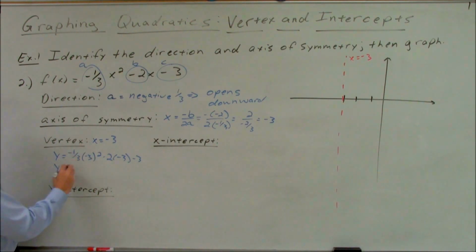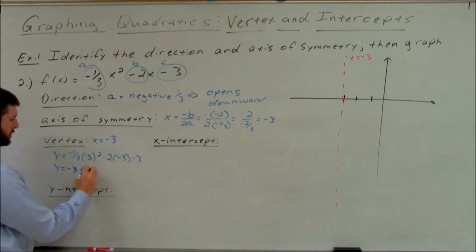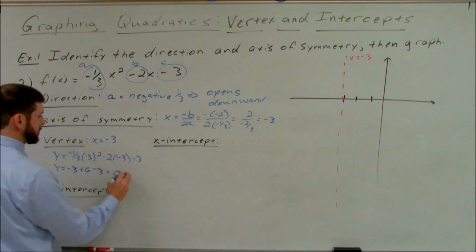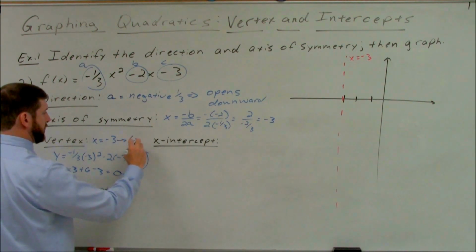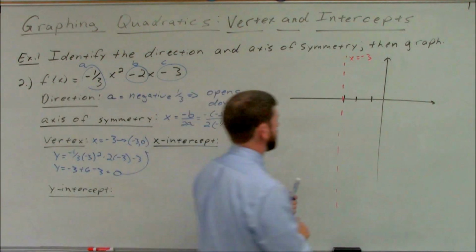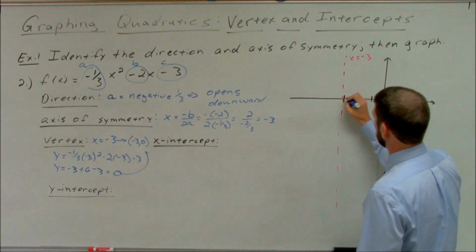So 1/3 of 9 is going to be negative 3. Negative 2 times negative 3 is positive 6, minus 3. So we get negative 3 minus negative 6, plus 6 is 0. So all that together gives us a vertex of negative 3, 0. So we can go plot that now. Okay, right here, negative 3, 0 is our vertex.